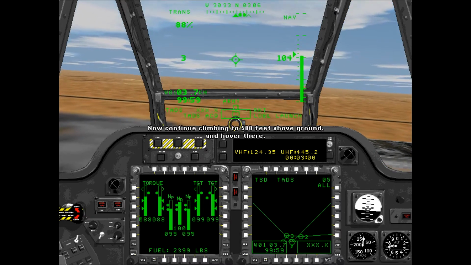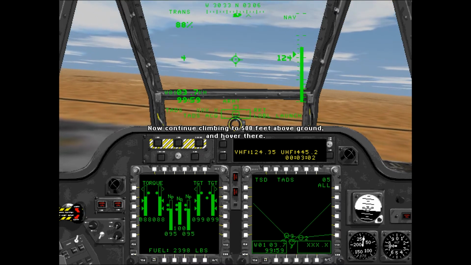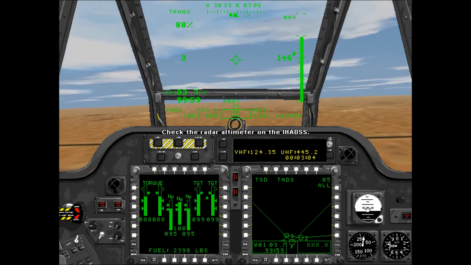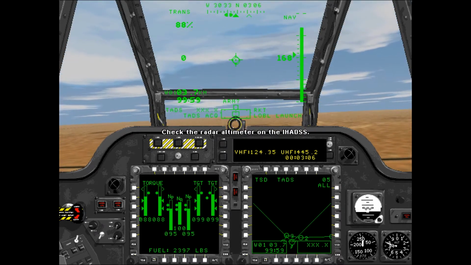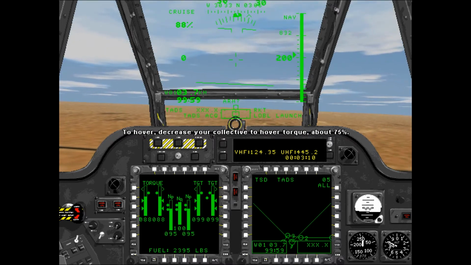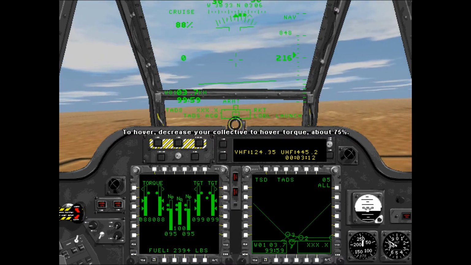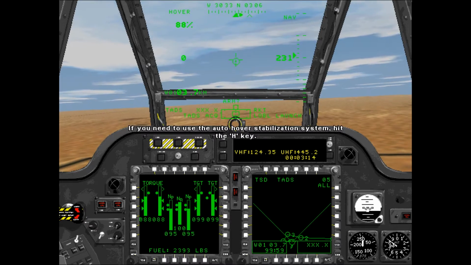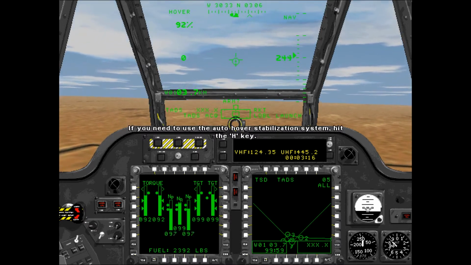Now continue climbing to 500 feet above ground and hover there. Check the radar altimeter on the iHads. To hover, decrease your collective to hover torque, about 75%. If you need to use the auto hover stabilization system, hit the H key.